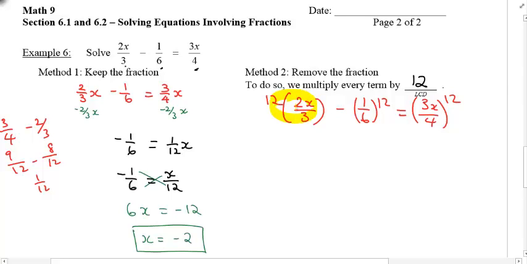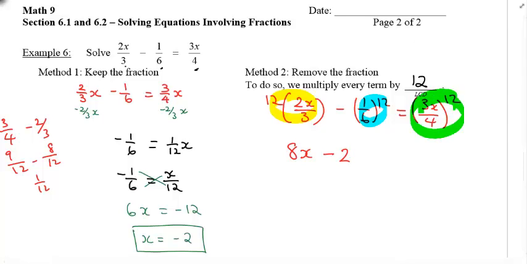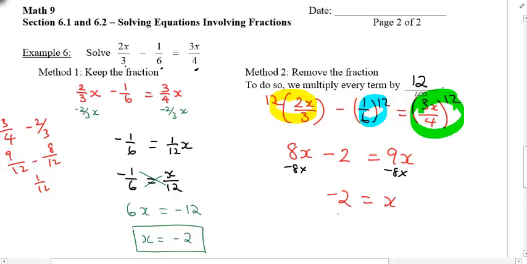First part here, 12 times 2 is 24. 24 divided by 3 is 8, so 8x. Next one here, 1 times 12 is 12. 12 divided by 6 is 2. Last one, 3 times 12 is 36. 36 divided by 4 is 9. You have 9x. And then once again, isolating the variable, -2 equals x. Ta-da! It's the same.